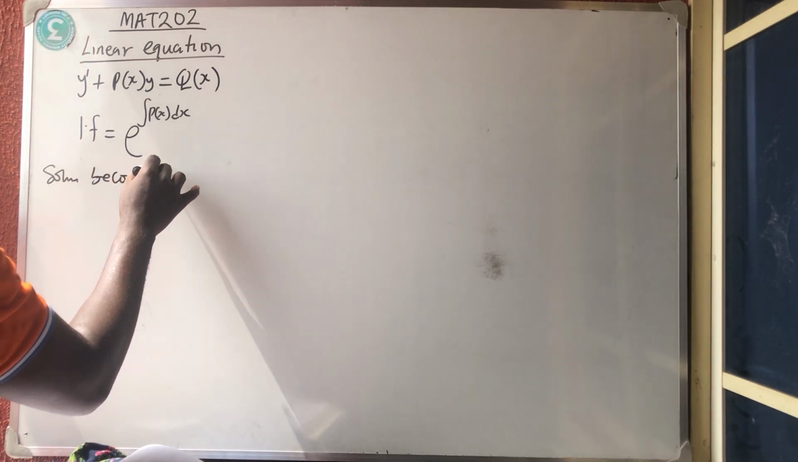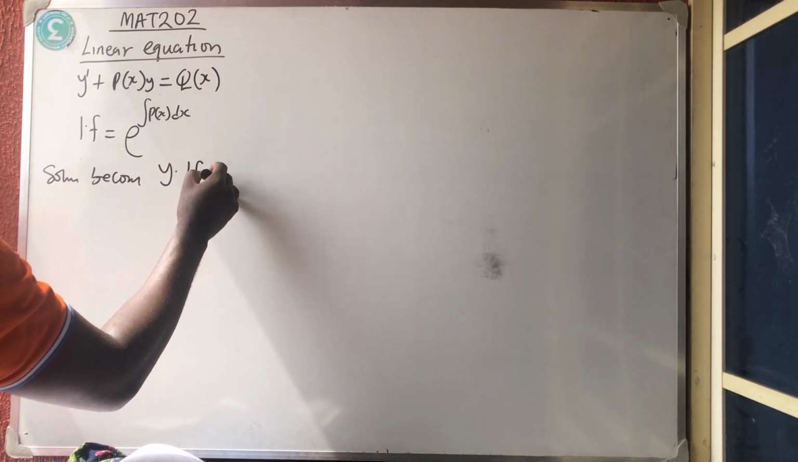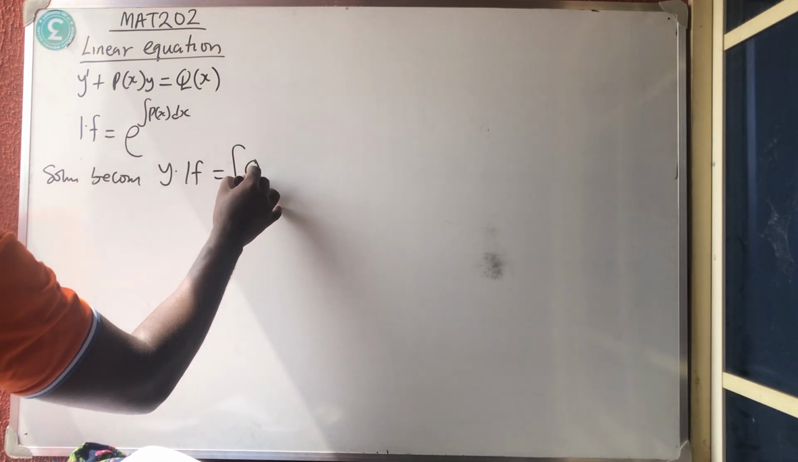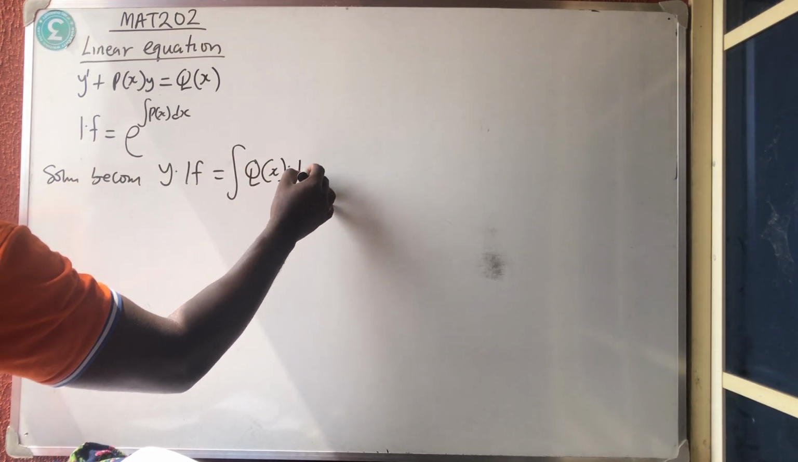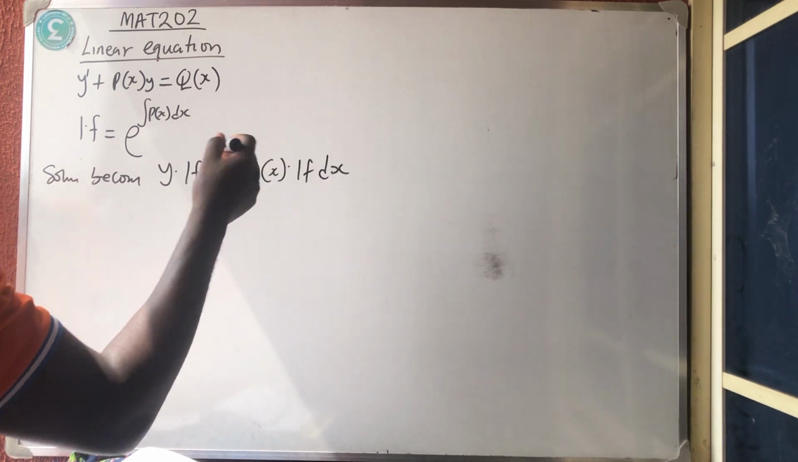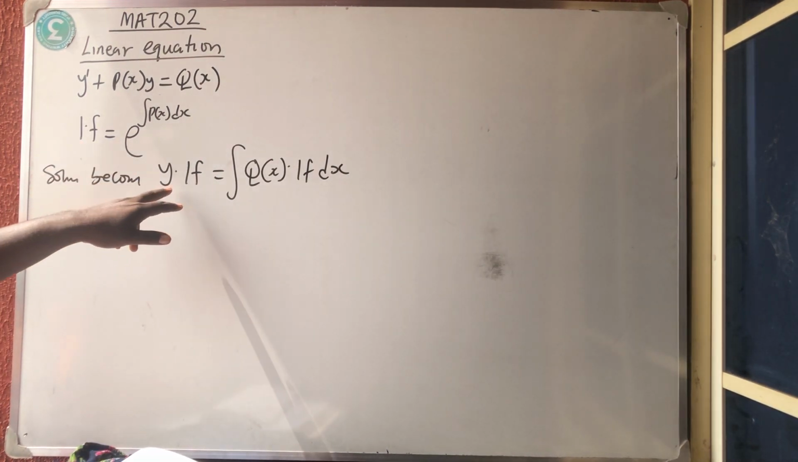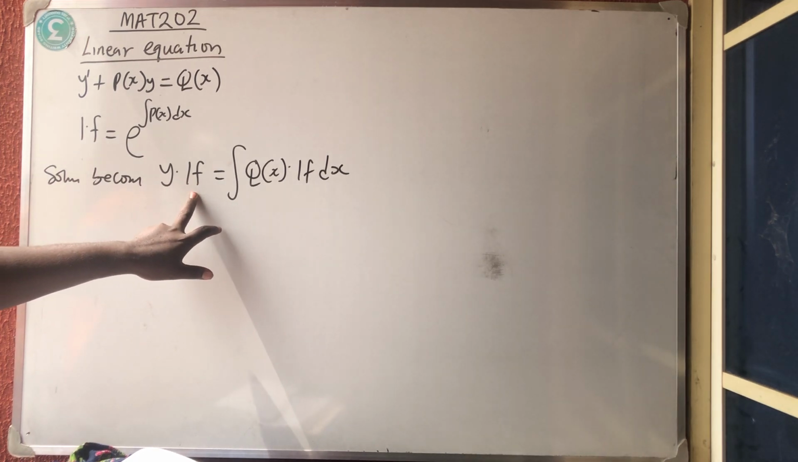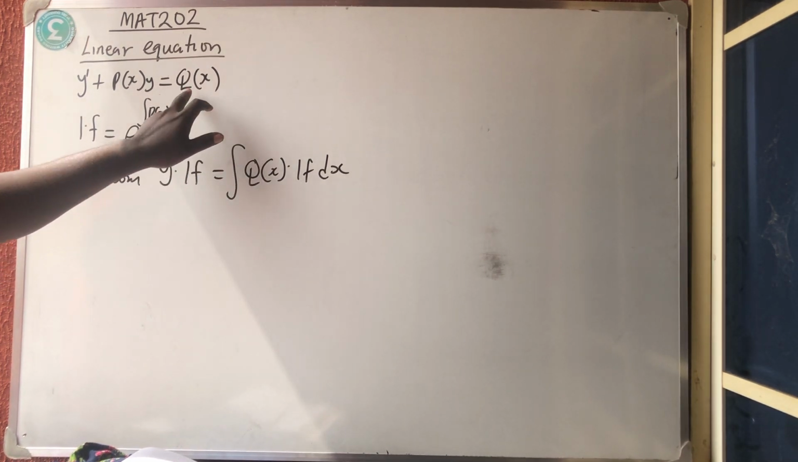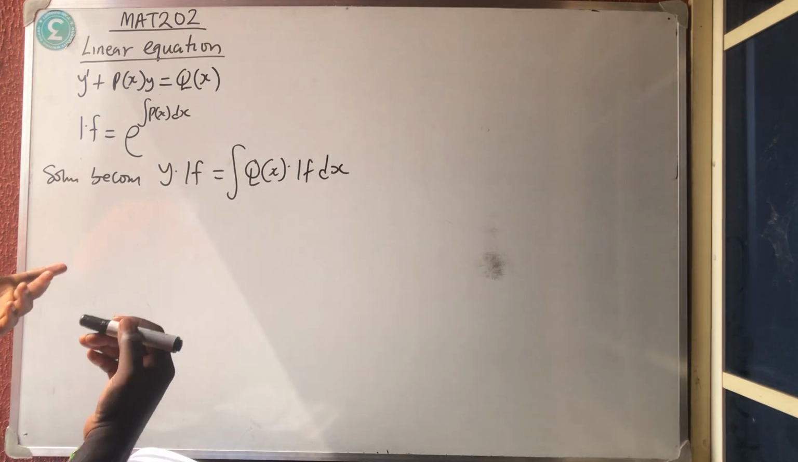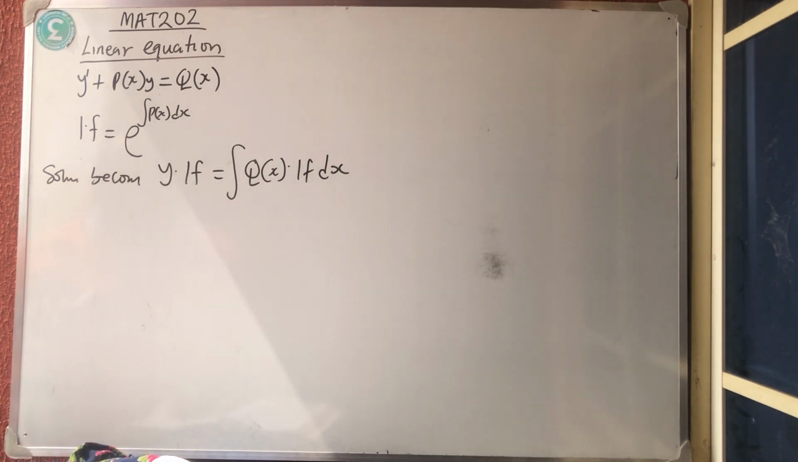Then your solution becomes just y times the integrating factor is equal to the integral of q of x times the integrating factor dx. That's all. Once you get the integrating factor, just say that the solution becomes y times that integrating factor is equal to the integral of q of x times the integrating factor dx. So let us solve a question for you to understand what we are saying.